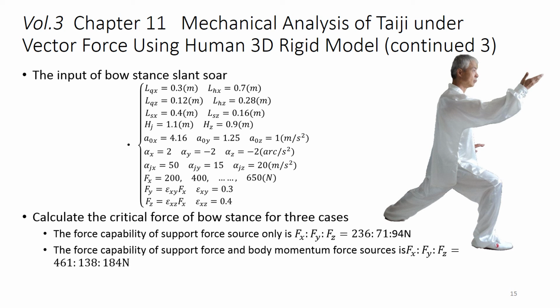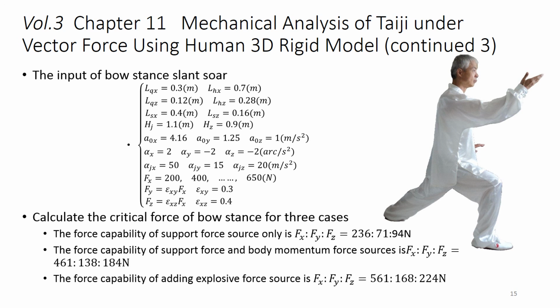The force capability of support force and body momentum force sources is Fx to Fy to Fz equals 461 to 138 to 184 Newton. The force capability of adding explosive force source is Fx to Fy to Fz equals 561 to 168 to 224 Newton.